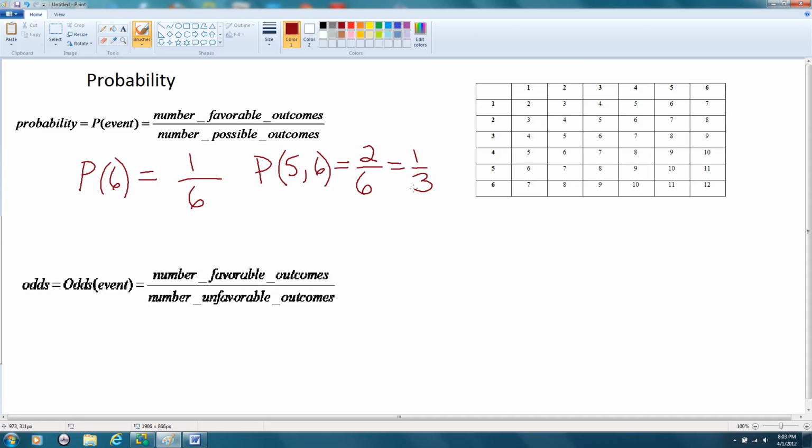Now, let's say you're flipping a coin and you want the probability of getting a head. The probability of a head is 1 out of a possible 2. It could be heads or tails, so 1 out of 2. So that's the probability of a head.